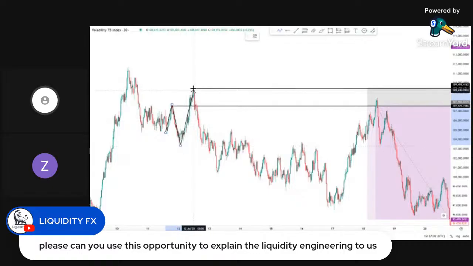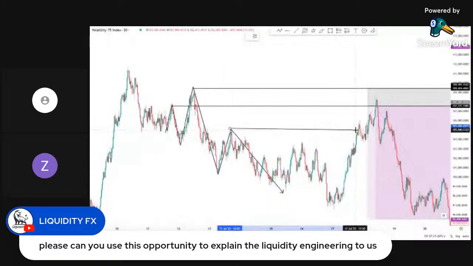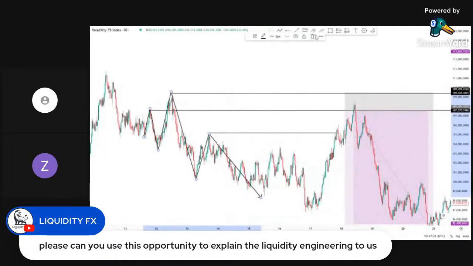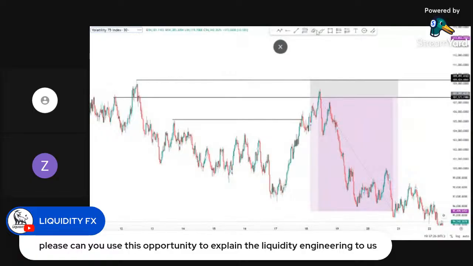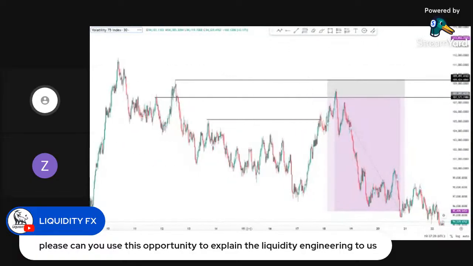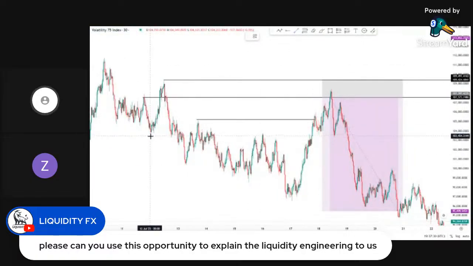So your sweep of this high. If you want to use structure, this is a clean structure to use. Do you understand? So yeah, that's that. We have our pattern complete here.